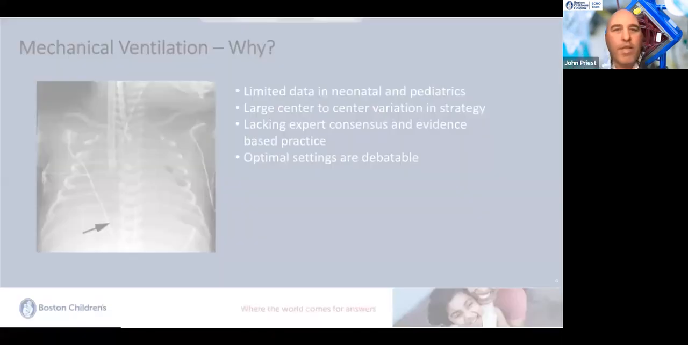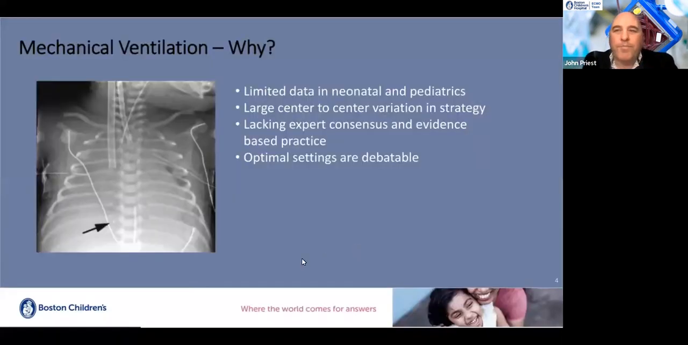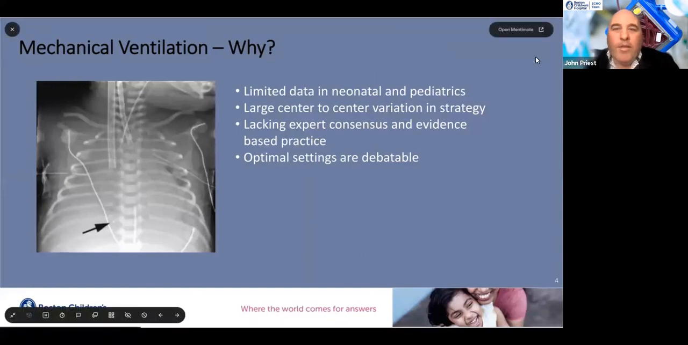All right, so mechanical ventilation, why do we need it? There's limited data in neonatal and pediatrics. There's a very large center-to-center variation in what strategies you use. Lacking expert consensus and evidence, practice is huge, and optimal settings are very debatable, as far as optimal tidal volume, optimal PEEP, and optimal lung recruitment.